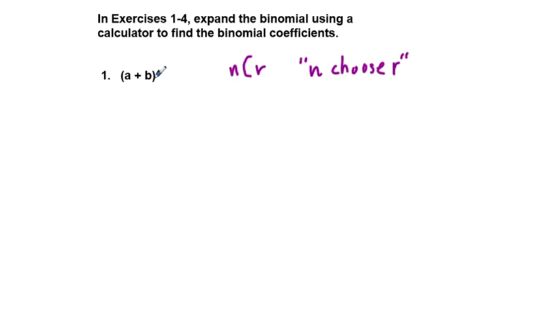We have quantity a plus b to the fourth power. And so n is going to be equal to the power of the expansion, which is 4. And r is going to be, I'm going to put in set notation, 0, 1, 2, 3, and 4. So we're going to find all these r values, and that's going to help us write out a complete binomial expansion of quantity a plus b to the fourth power.